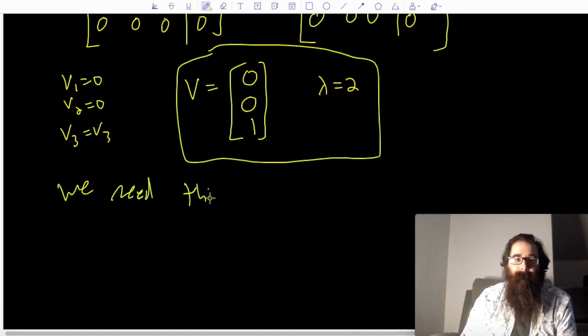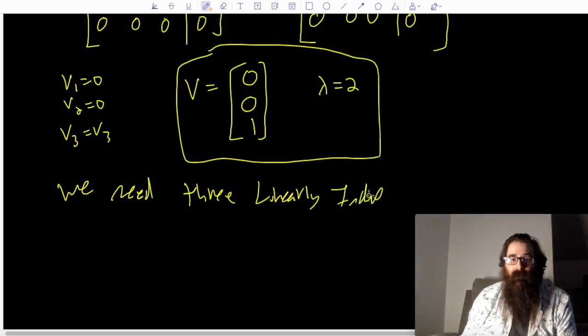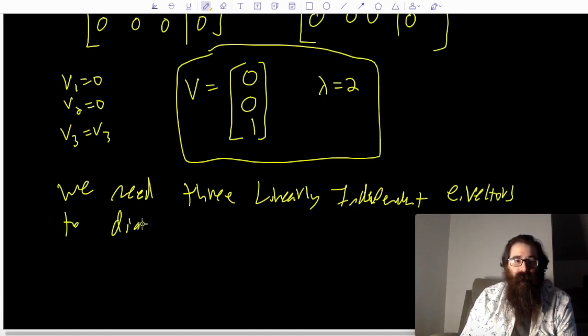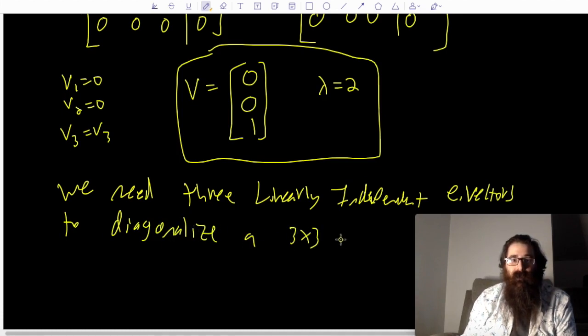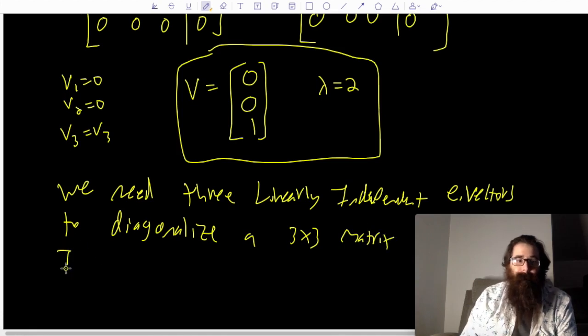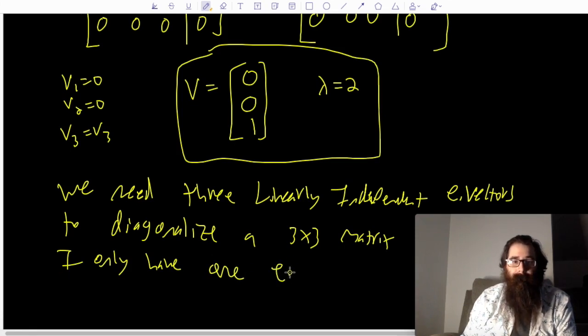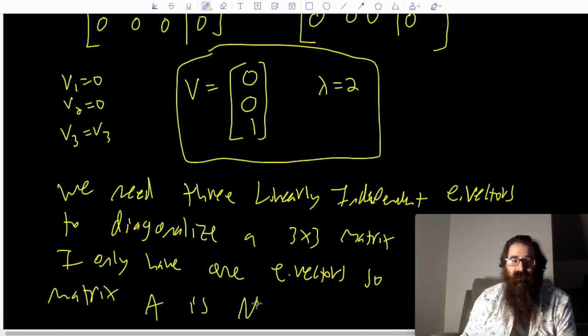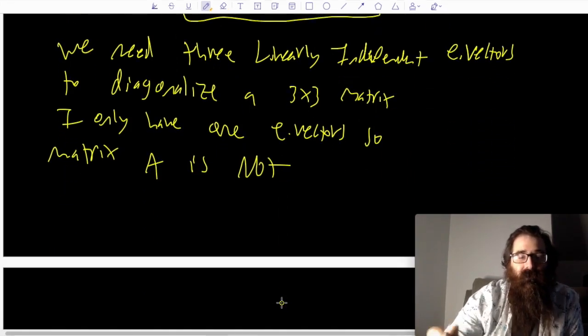We need 3 linearly independent eigenvectors to diagonalize a 3 by 3 matrix. I only have 1 eigenvector. So matrix A is not diagonalizable.